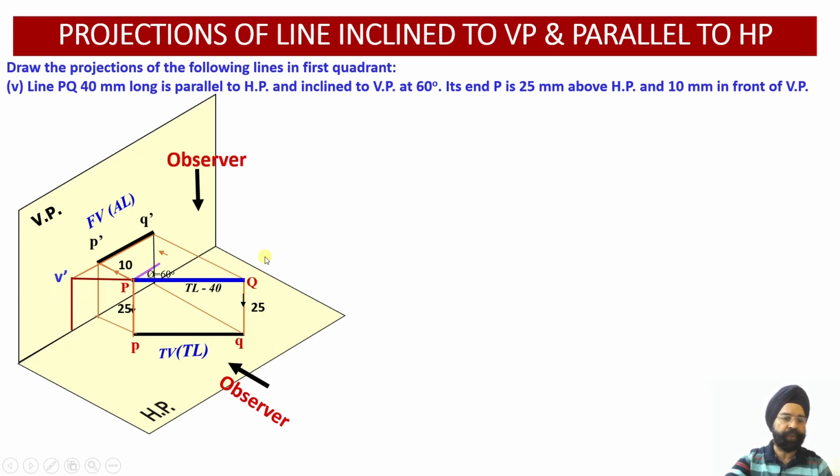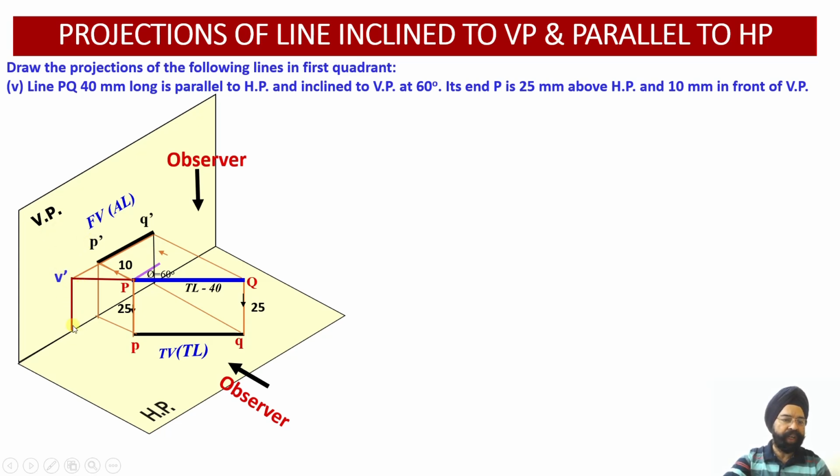So let us draw the traces. Which trace will this line have? Since this line is inclined to VP, this line is going to intersect with the vertical plane. So vertical trace is one trace which this line is going to have. So extend the line PQ capital. It will meet the vertical plane. Wherever it meets the vertical plane, the name of the point of intersection of the line or its extension with VP will be V dash, because it appears on the vertical plane.